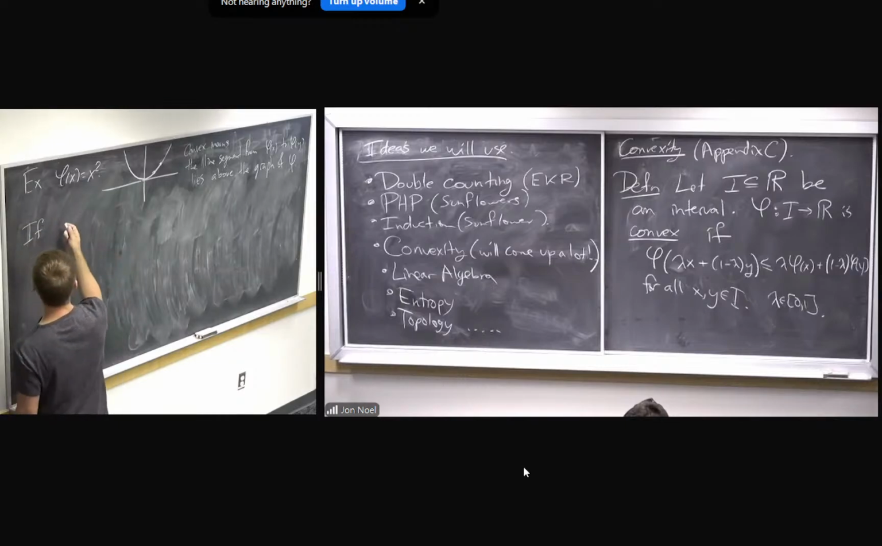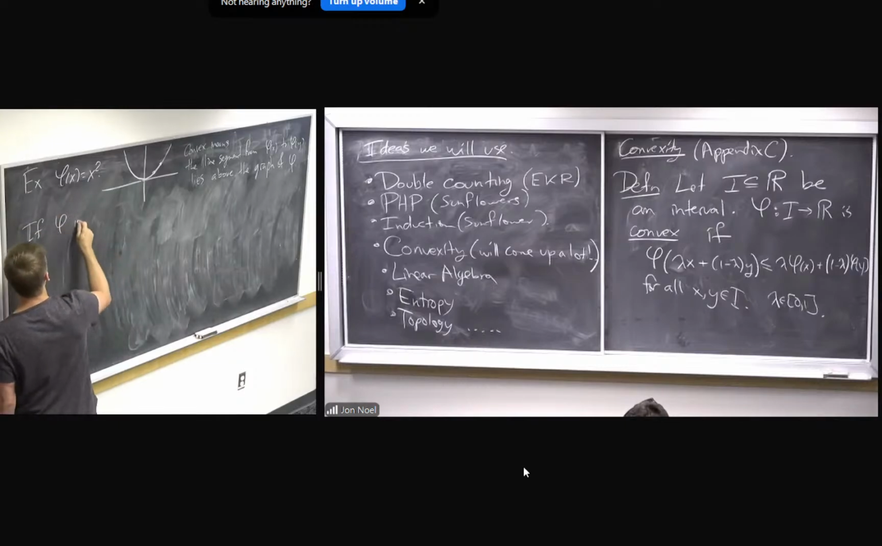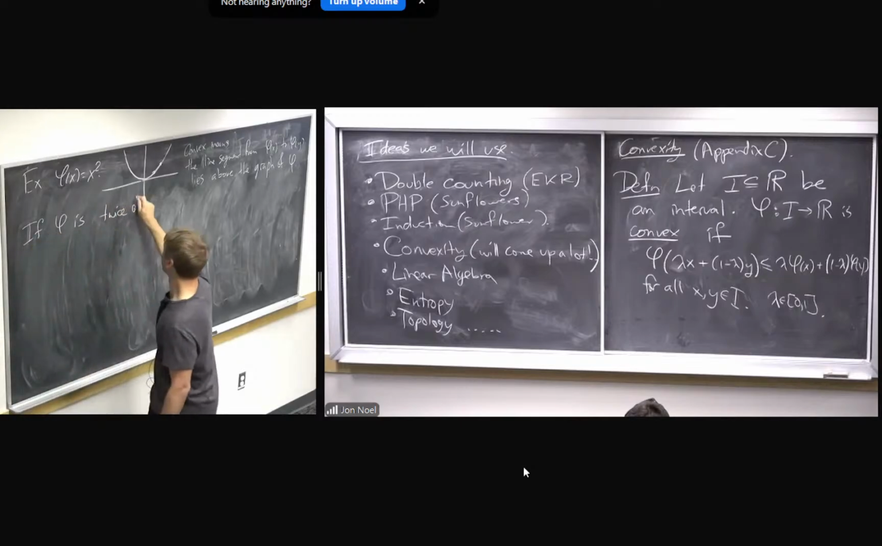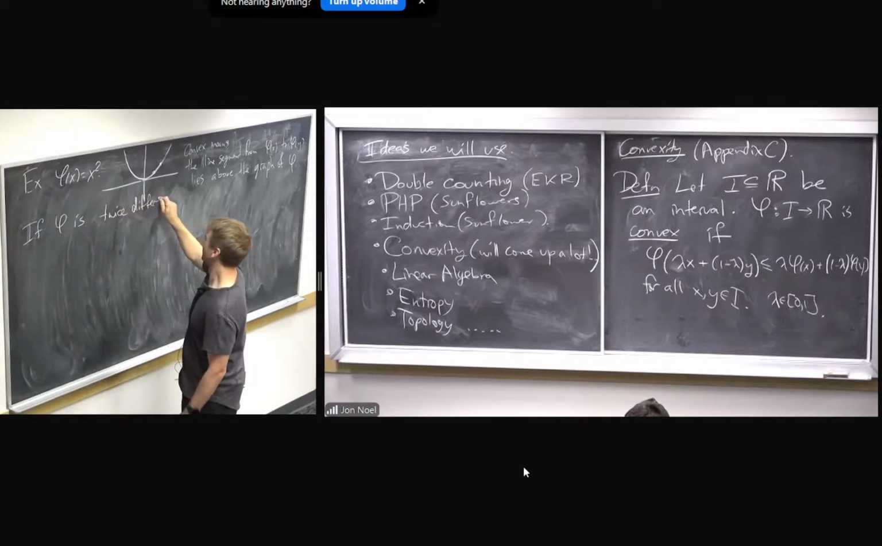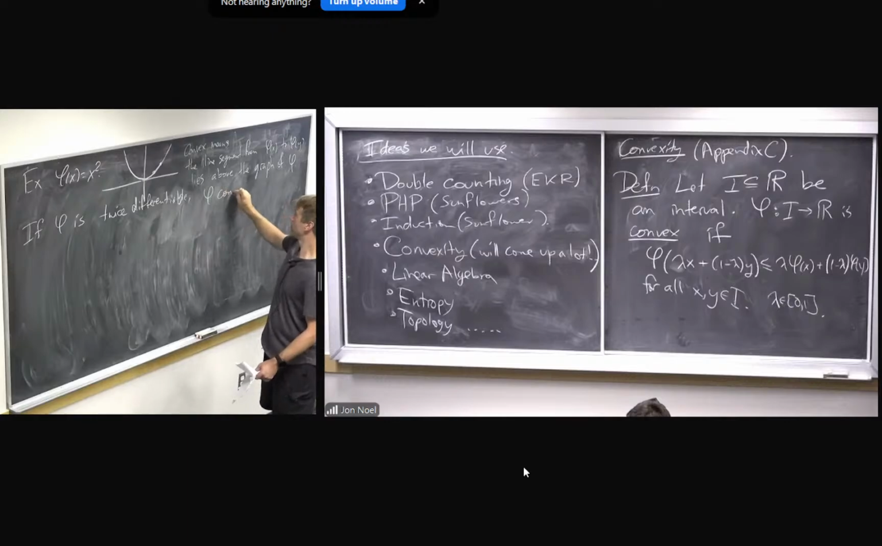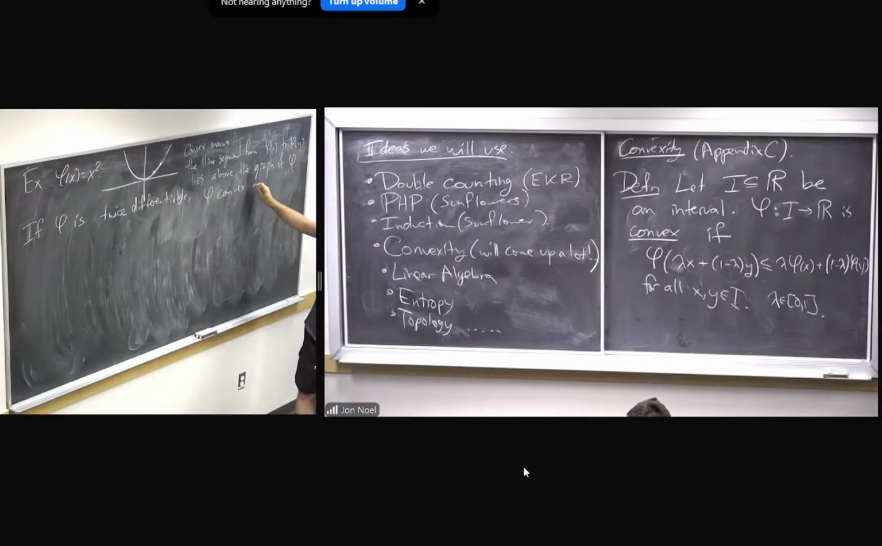Another thing to think about is if phi is twice differentiable, convexity just means that the second derivative is not negative everywhere. Okay? So it bends upwards, right?